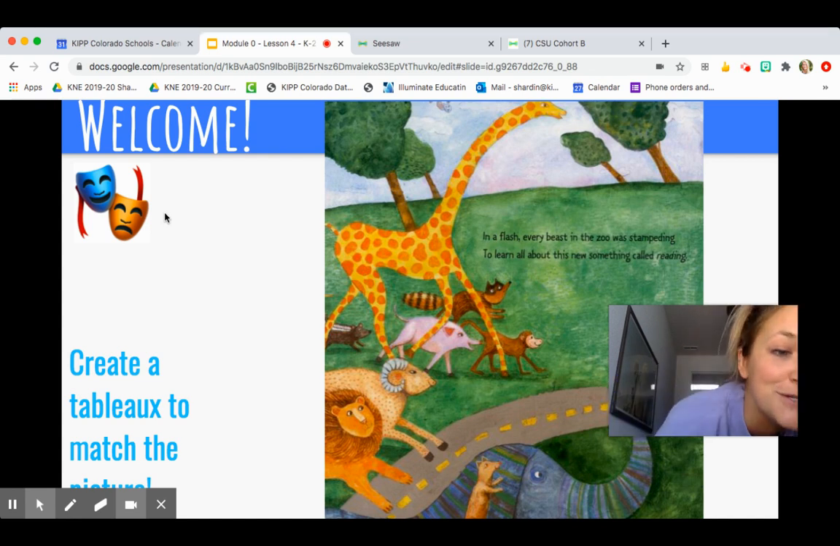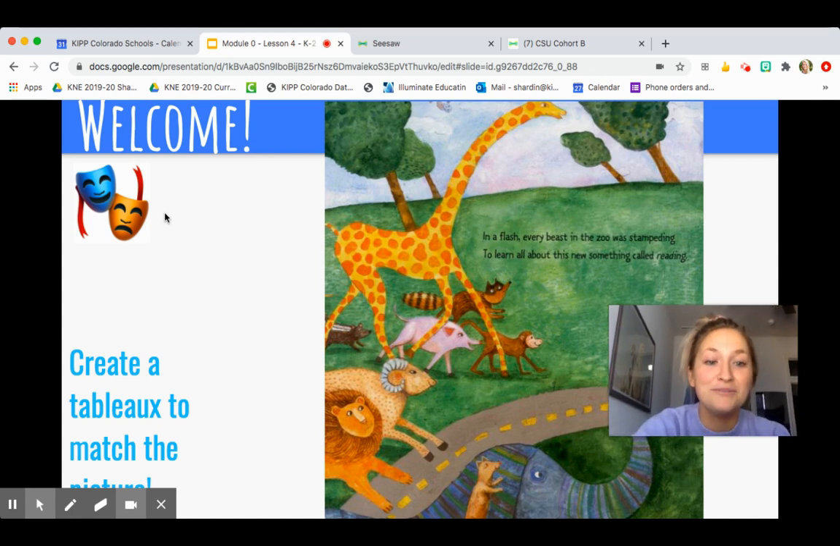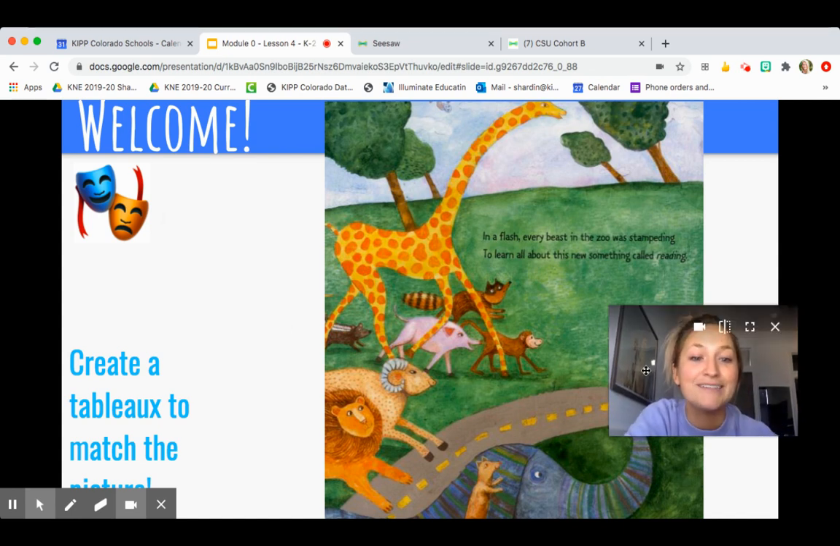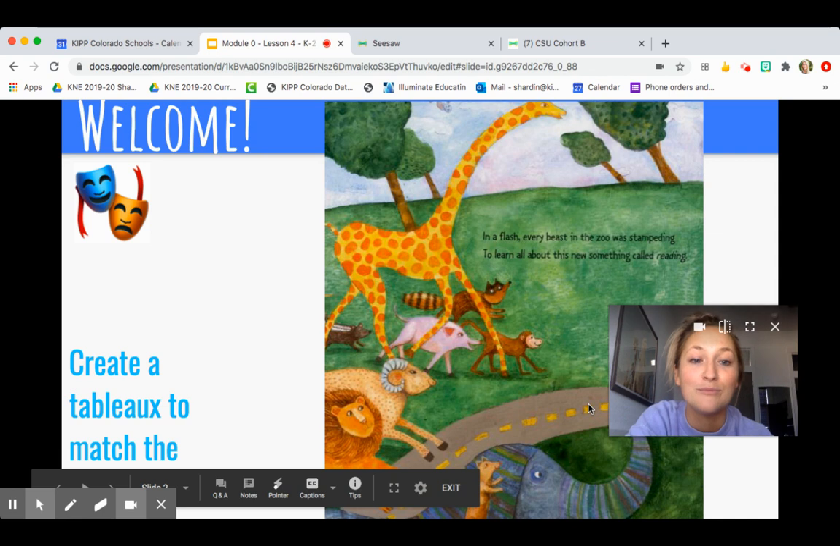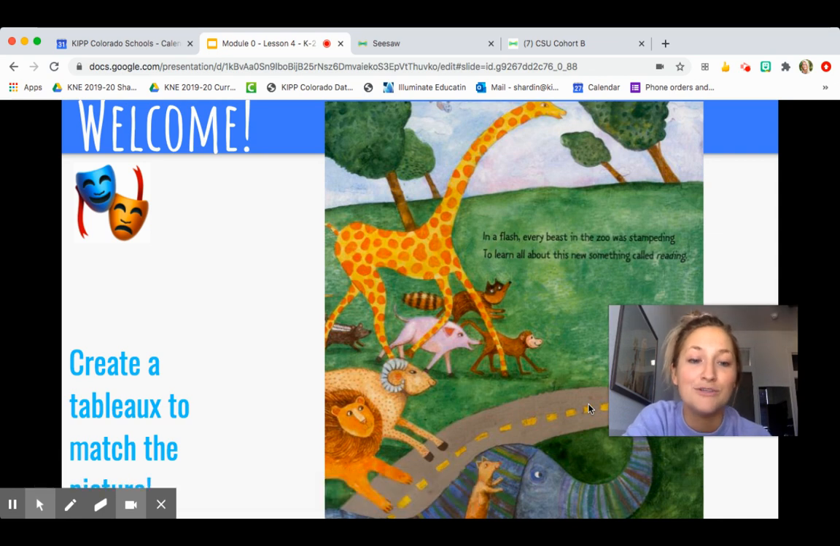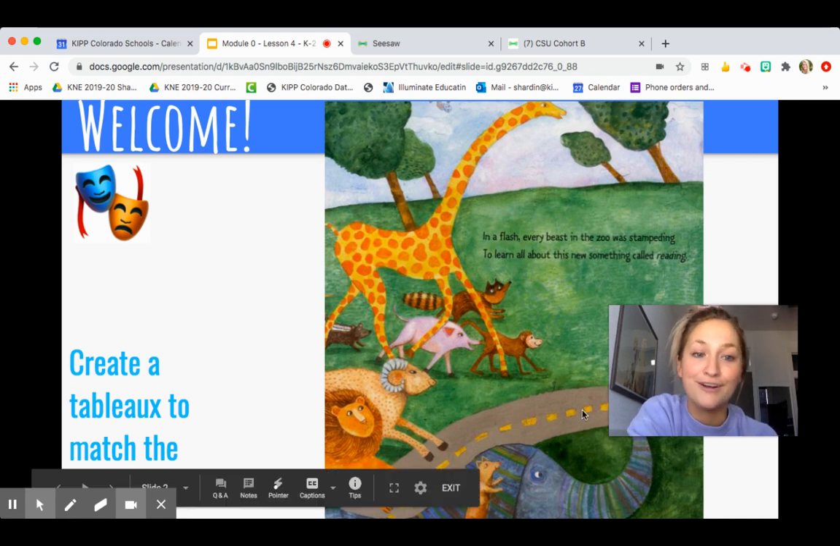That's all that you need to do for a tableau: act out the scene and freeze. Later you will be taking pictures of yourselves acting out a tableau from different parts of the book, and you can turn those in on Seesaw. But it's basically just a frozen scene from the book acting out what the animals or the characters are doing.